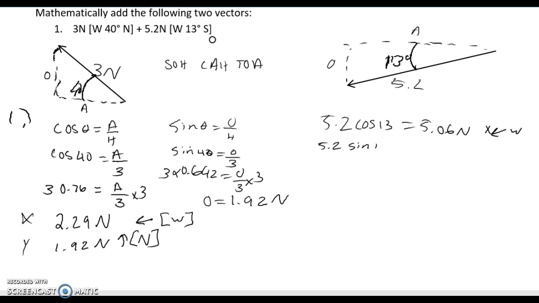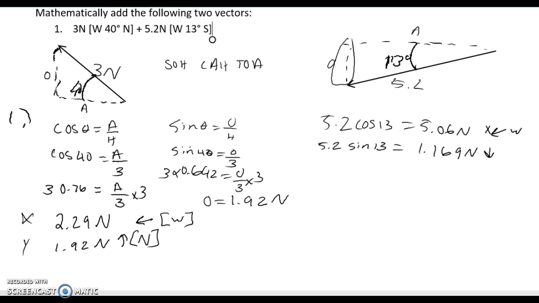5.2 sine of 13. That's going to equal this length here. Okay, and 5.2. When you plug that into your calculator, you will get 1.69 newtons, and that's going straight south. Okay, so that's step one.